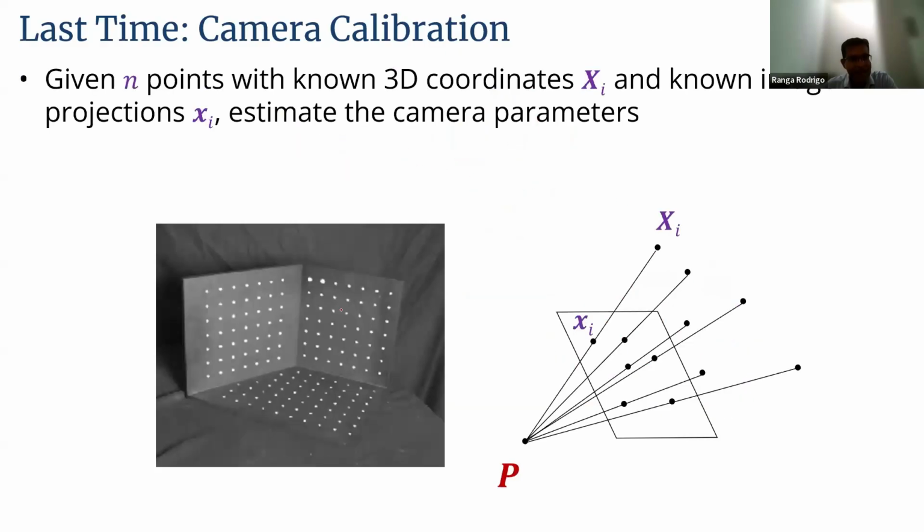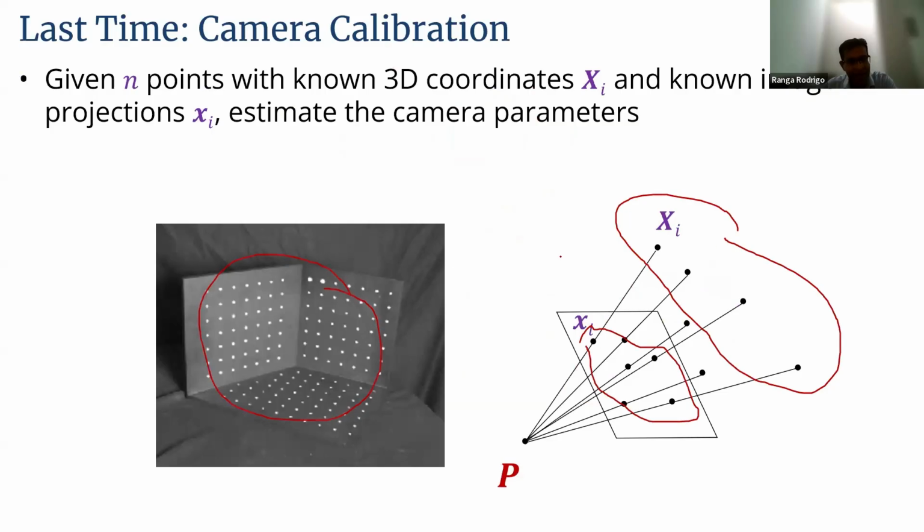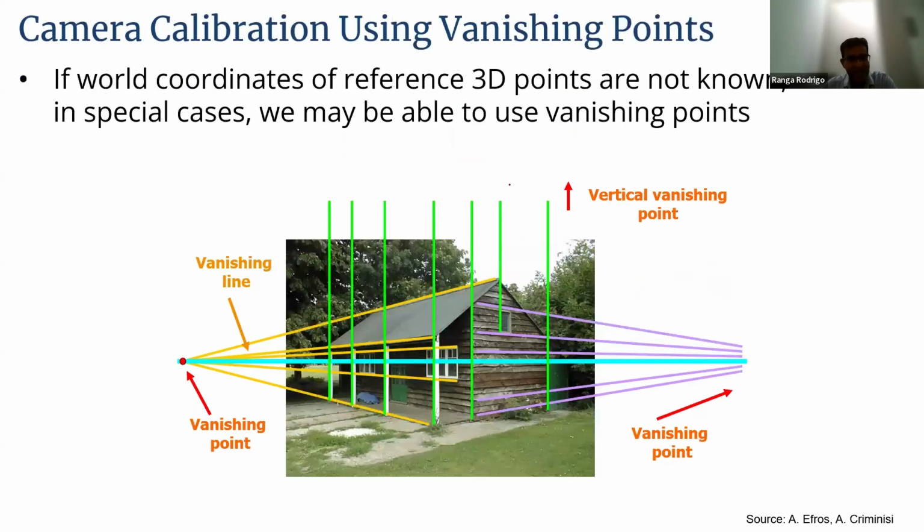So we looked at camera calibration using a calibration object last time. That means when the 3D points are available in 3D coordinates in meters and the image coordinates of those points are available, we can attempt to make a 3D reconstruction. But today, we will look at how to do that using so-called vanishing points and vanishing lines.